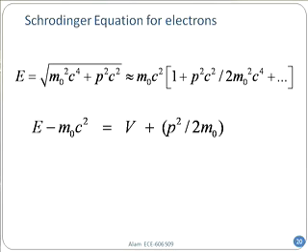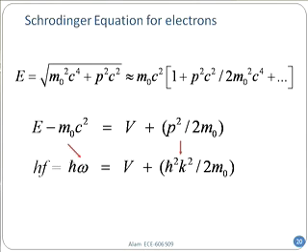I can take that m naught c squared multiplied by 1 to the left-hand side, and that gives me E minus m naught c squared. And on the right-hand side, I have that m naught c squared multiplied by p squared c squared, the second term, and that's the second term you can see, p squared divided by 2m naught. And I have arbitrarily added a V. But apart from that, I haven't done anything from the first line to the second line.